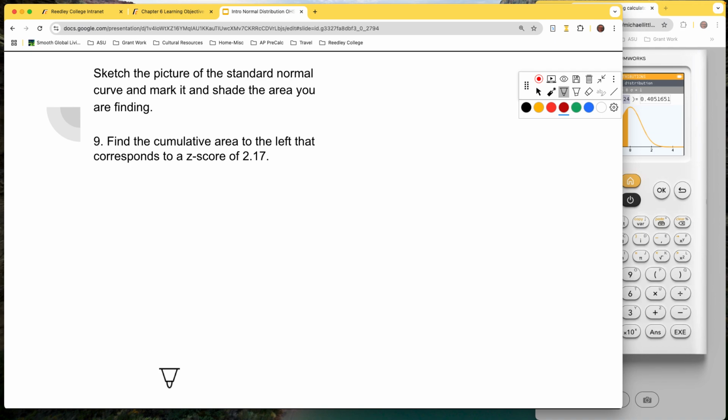2.17 is above the mean because it's positive. And 2.17, that's a lot above the mean, right? If you drew a little picture, it's about here, maybe. It's way up there. We're going to get all this area here. That's going to be big, right? It's going to be a big percentage. That's what we say, more than half.